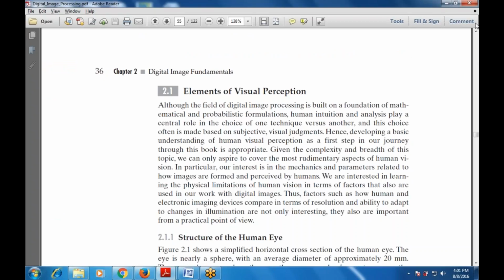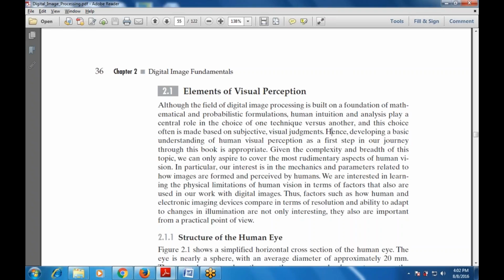So the first one is the elements of visual perception. Although the field of digital image processing is built on the foundations of mathematical and probabilistic formulations, human intuition and analysis play a central role.